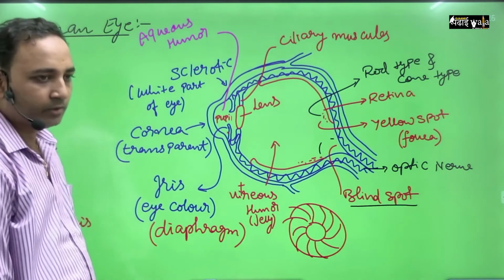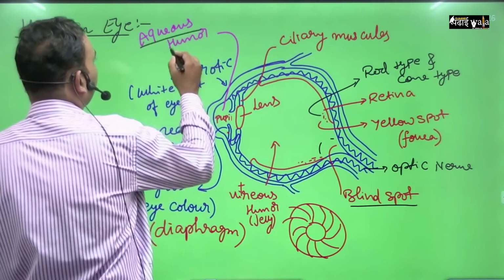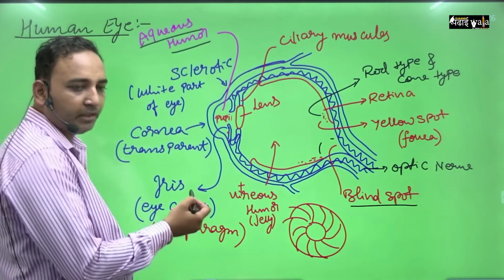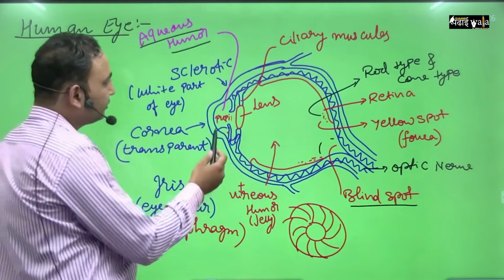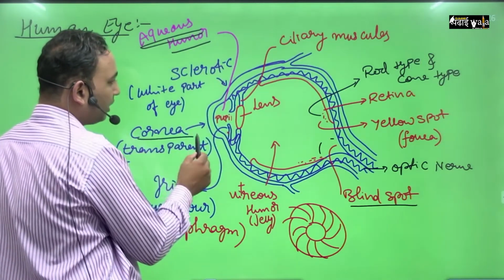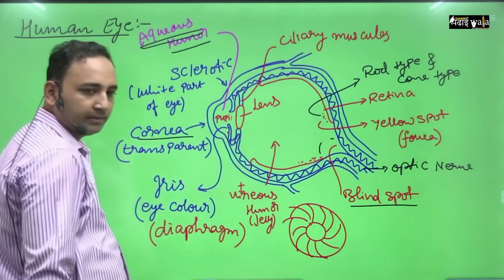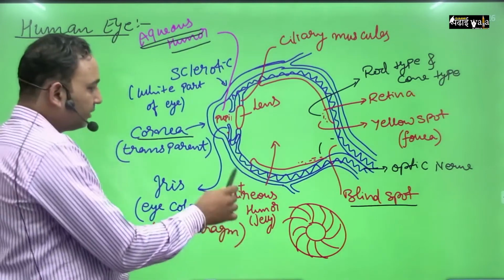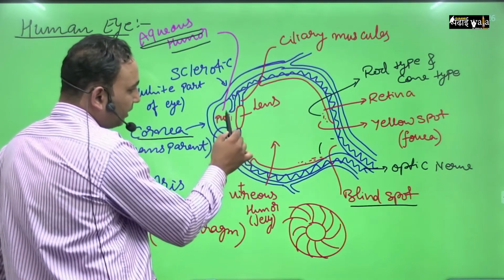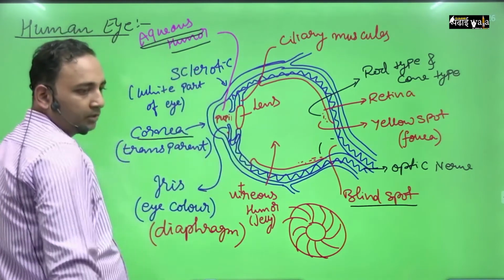Now next is aqueous humor. This aqueous humor is a transparent liquid which is filled between the cornea and the lens. The part between the cornea and the lens is filled with aqueous humor.